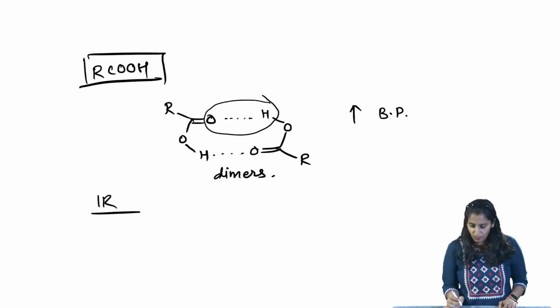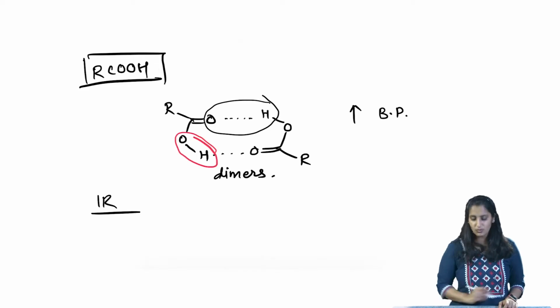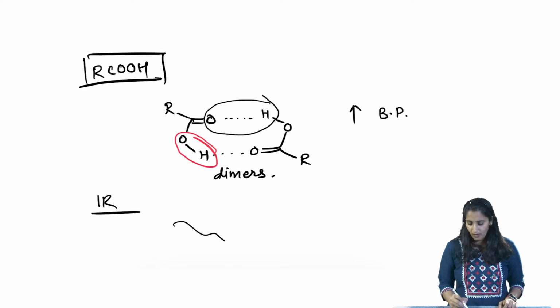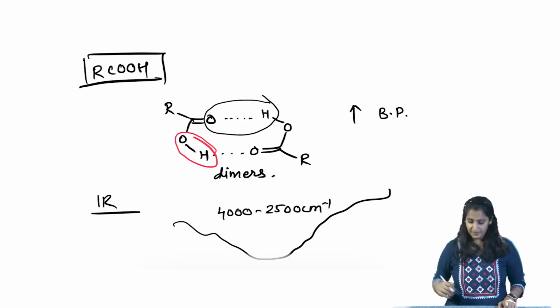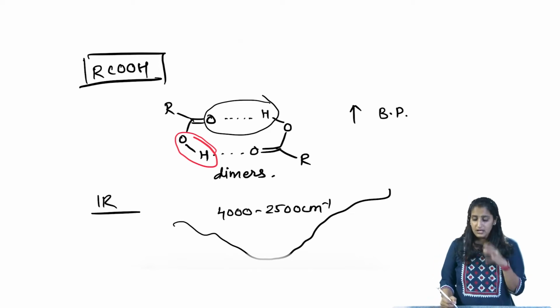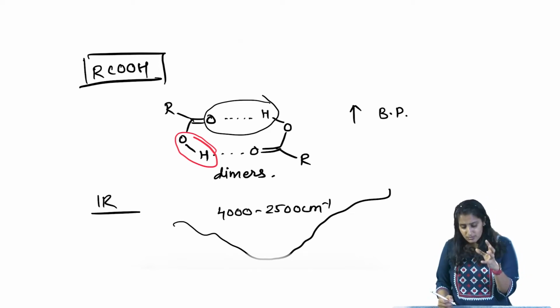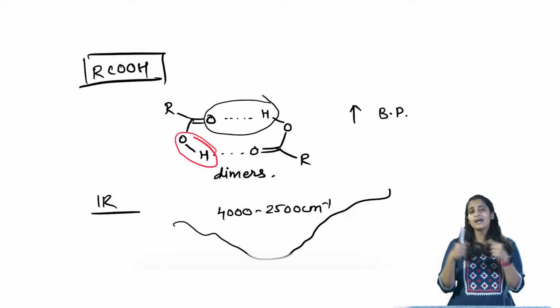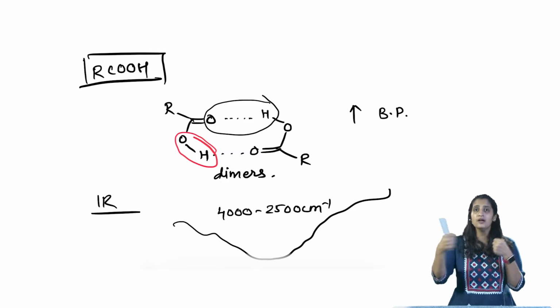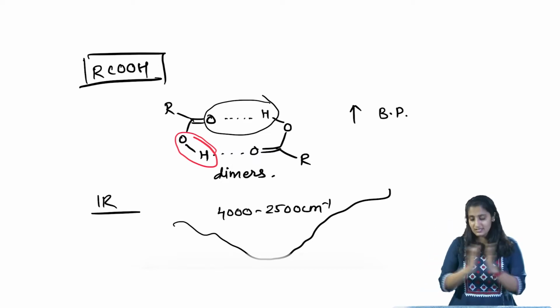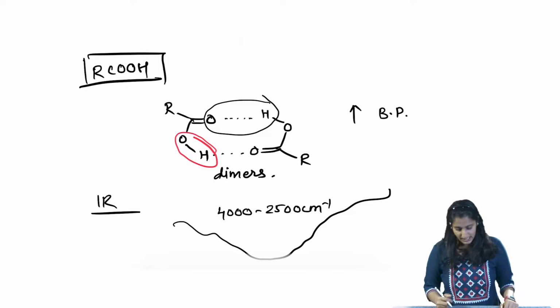Now, in the case of carboxylic acids, this OH bond here shows a very broad and wide peak from around 4000 to 2500 centimeters inverse. So, it is a long range of wave number that you can see, and that is because that hydrogen is not held tightly with that oxygen, because it is forming that dimer, it is hydrogen bonding, that is the reason why you see such a broad peak for carboxylic acids.